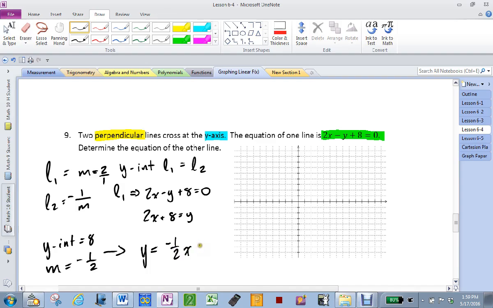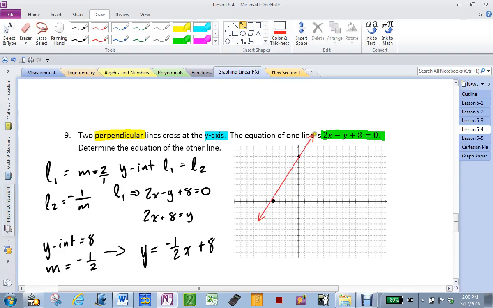So the other line, what is its equation? y equals m. What's my m? Negative 1 half x plus b. What's my b? My y-intercept is b. The b had to be the same. So what is it? Plus 8.